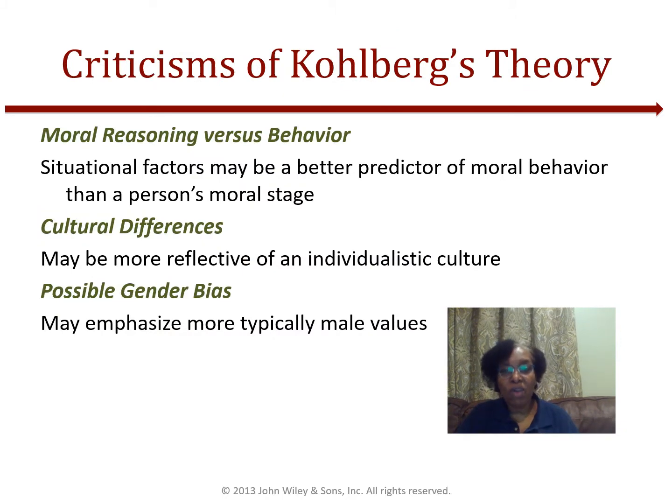So there are criticisms, of course. In most theories everybody has, there's always going to be a criticism. And a criticism of Kohlberg's theory concerns moral reasoning versus behavior: are people who achieve higher stages on Kohlberg's scale really more moral than others, or do they just talk a good game? There are studies that show a positive correlation between higher stages of reasoning and higher levels of moral behavior. But there are others who have found that situational factors are better predictors of moral behavior.